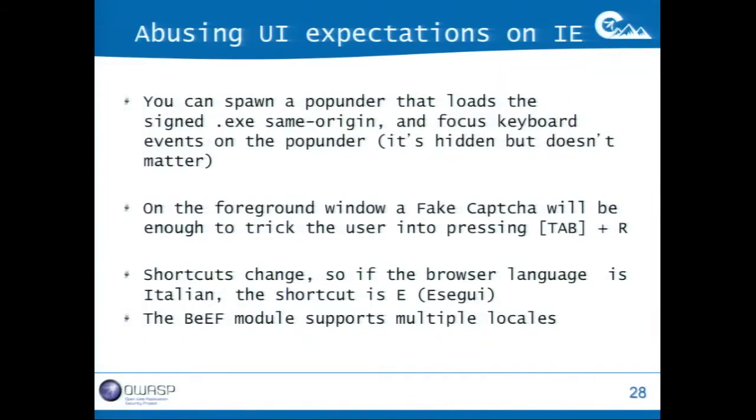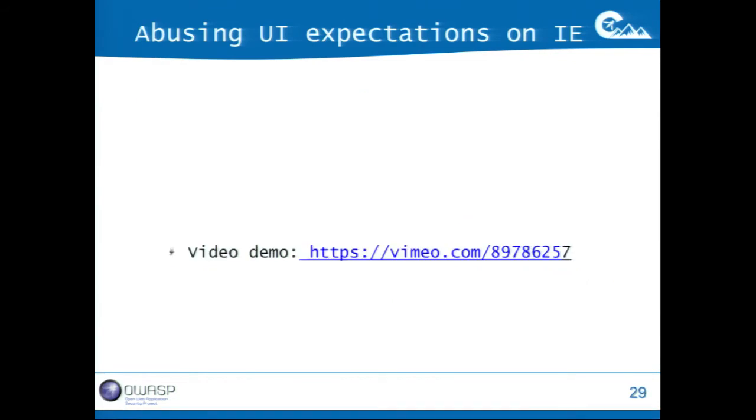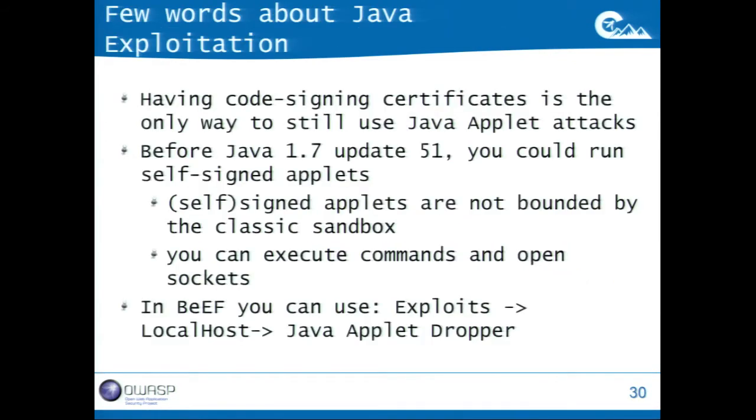Okay, last minute. So a few words about Java exploitation. We don't have time to see a signed Java applet in action, but again, it's not that useful anymore because from Java 1.7 update 51, you cannot run self-signed applets anymore. So you need to have a valid code signing certificate. Otherwise, the applet simply doesn't run.